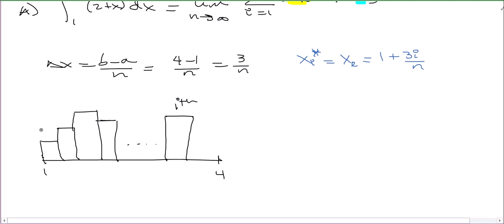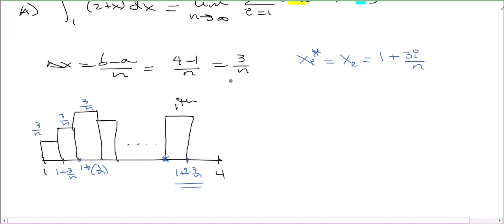Each time you're adding 3 over n as the base, because that's our delta x. So this will be 1 plus 3 over n, then 1 plus 3 over n plus 3 over n, so 2 of those, and then 1 plus 3 times 3 over n, and so on until you get to the ith rectangle, which will be 1 plus i times 3 over n. That will be the right endpoint, and if you were using the left endpoint, it would be i minus 1. So that's another way to get to your right endpoint. Either way, memorize that or break up your number line.